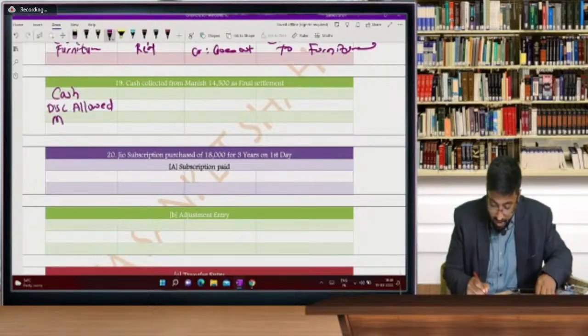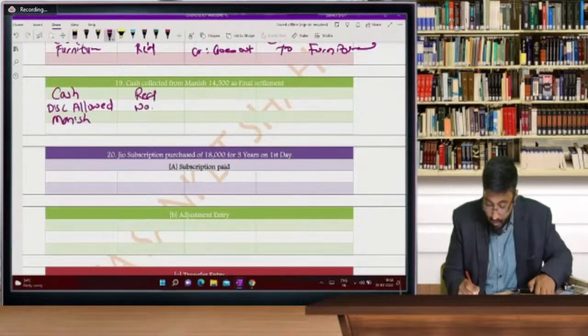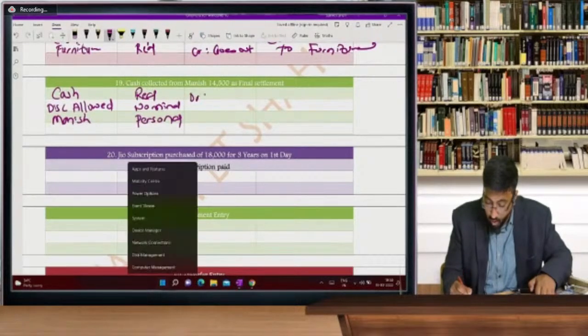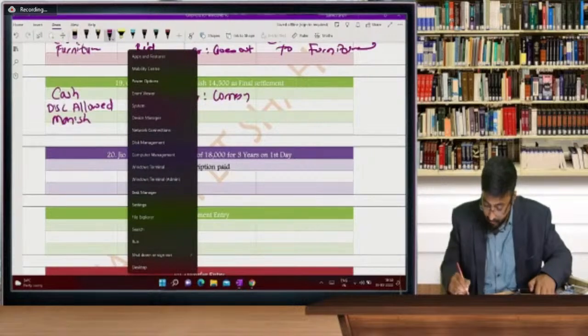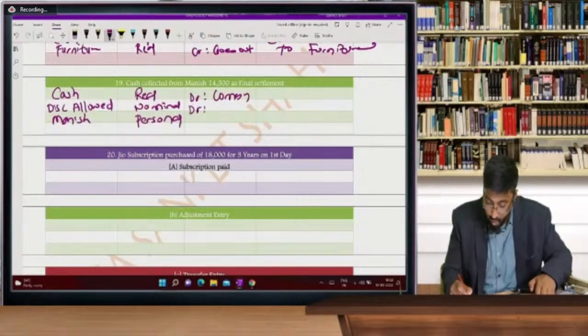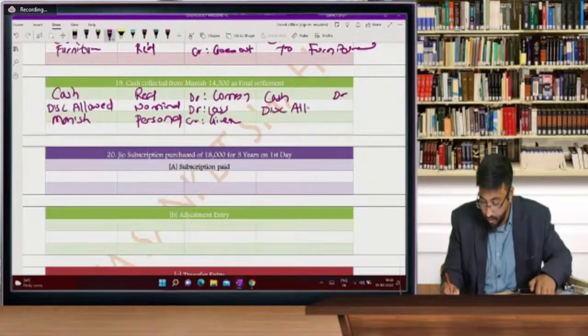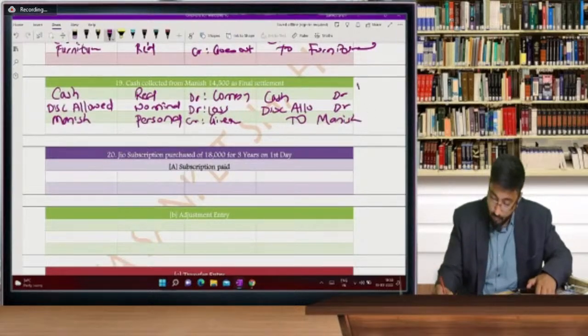And Manish ji is a giver. Sorry. Cash is real. Discount allowed is nominal. Manish ji is personal. Debit what comes in. Debit loss, credit giver. Cash account debit, discount allowed account debit, to Manish. 14,500, 500, 15,000.